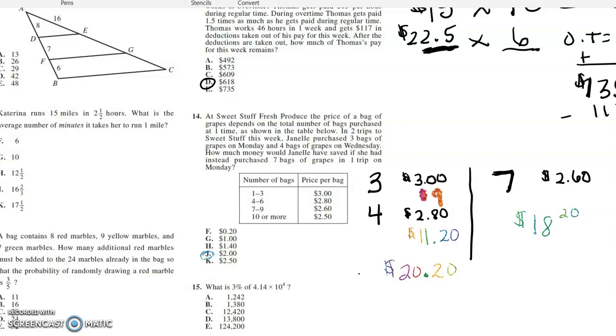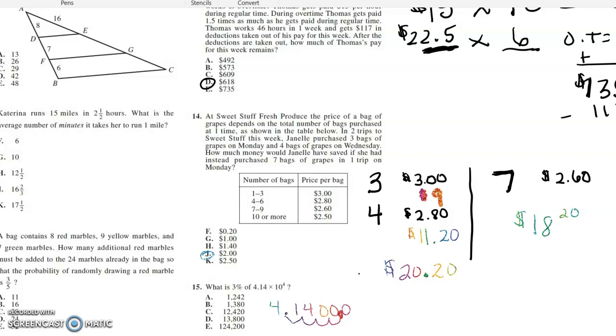Okay, number 15. What is 3% of 4.14 times 10 to the power of 4? Well, you guys need to understand this just means you're going to move your decimal placeholders 4 units. I think I said that wrong. You want to move the decimal 4 times, right? So to the right. Okay, so we have 4.14, and I'm going to put some zeros in there. So 1, 2, 3, 4.